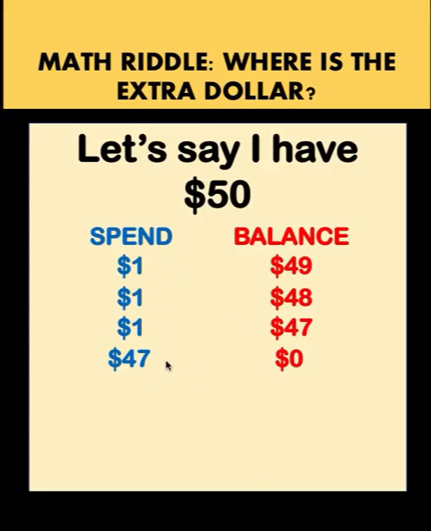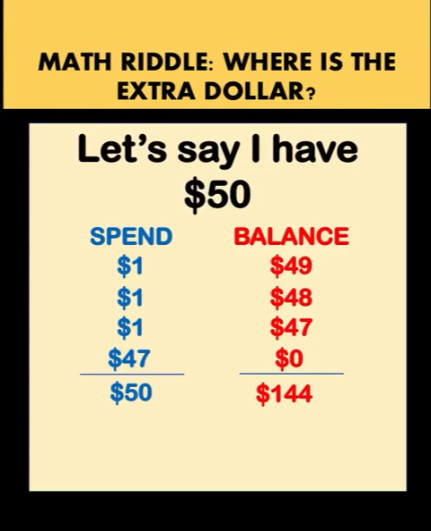If we add the spend column, we get this $50, which is consistent with the amount I started with. But notice that in the balance column, the total would be $144, which is clearly way more than the $50 that I have here. So this means that adding the spend column would always result in the amount I started with, but it is meaningless for us to add the balance column. This will not always total to $50.